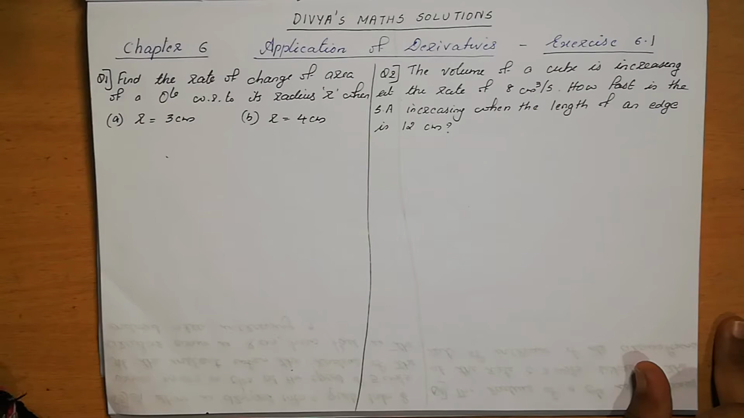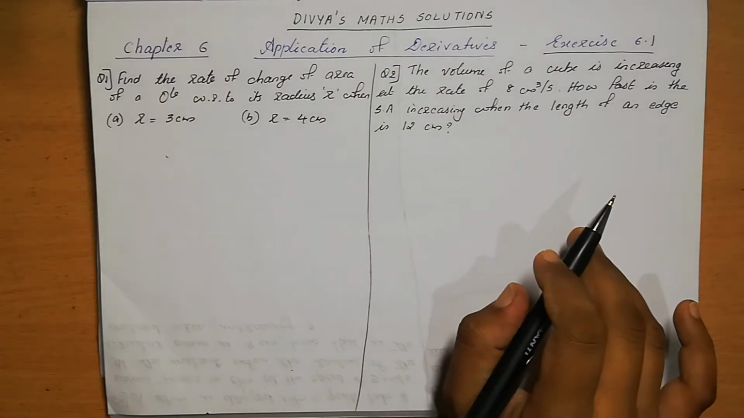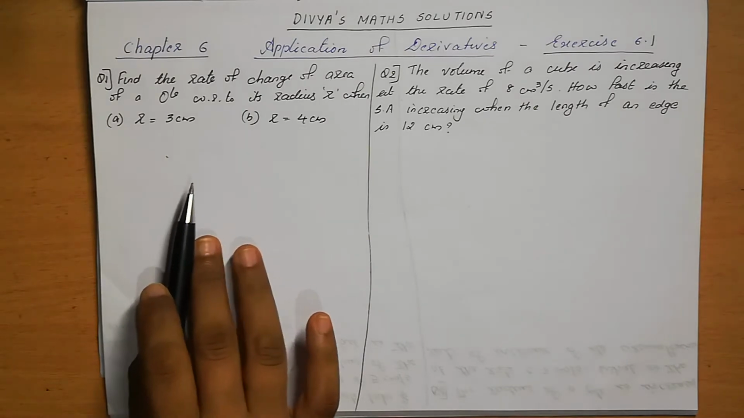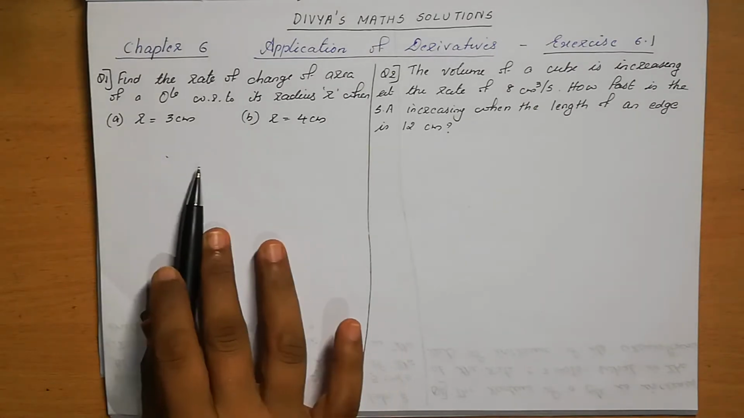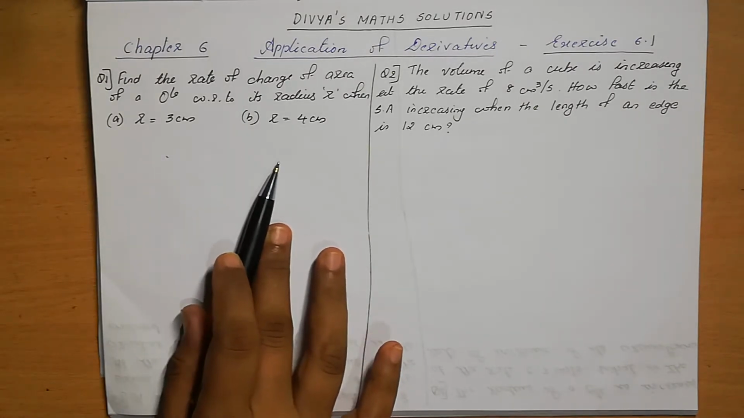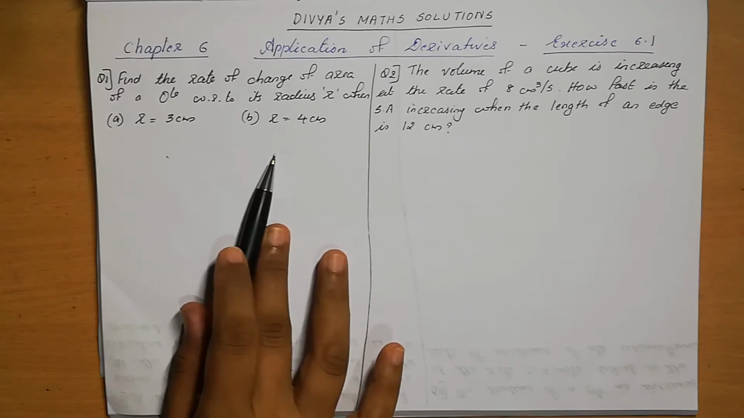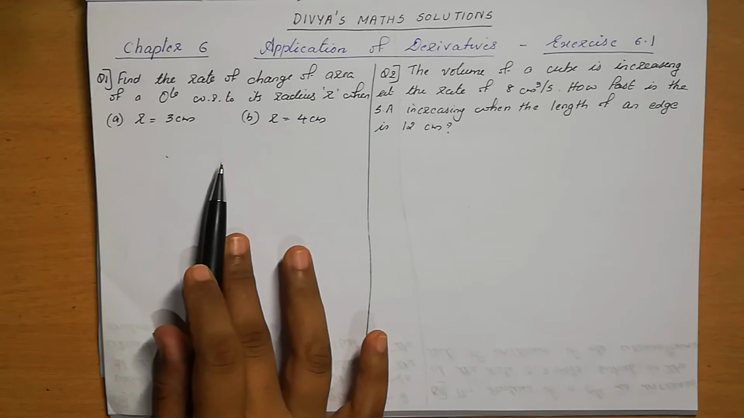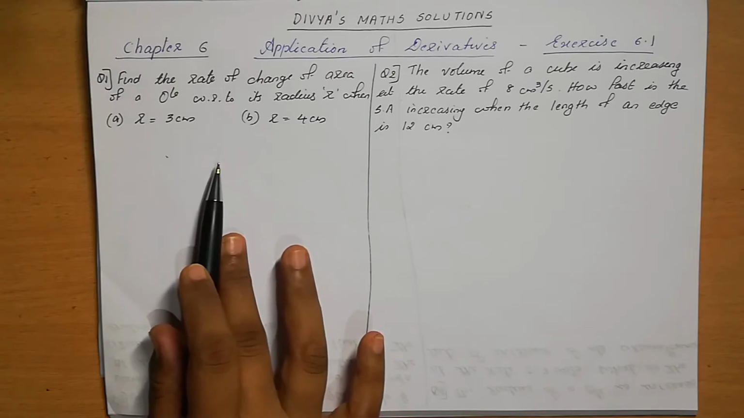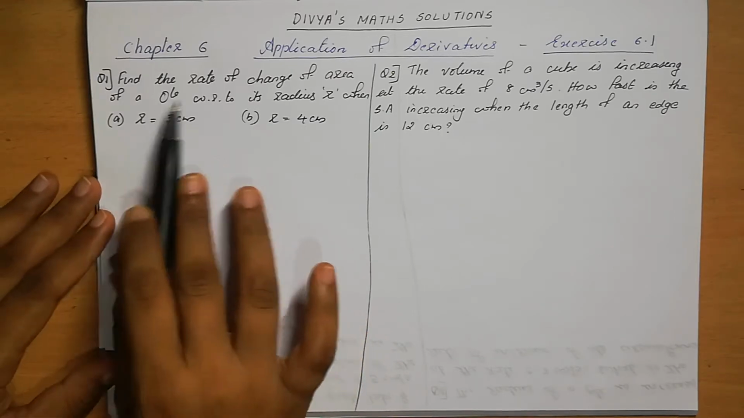Today we are going to discuss Chapter 6, Application of Derivatives, Exercise 6.1. Question number 1. Find the rate of change of area of a circle with respect to its radius when r equals 3 cm and r equals 4 cm. We need to find the rate of change of area with respect to radius.